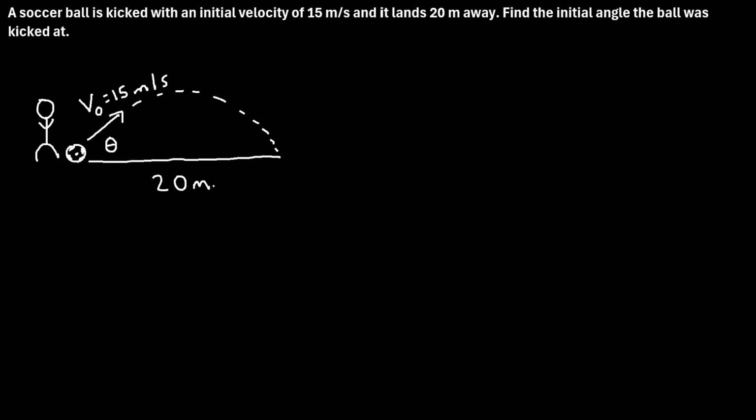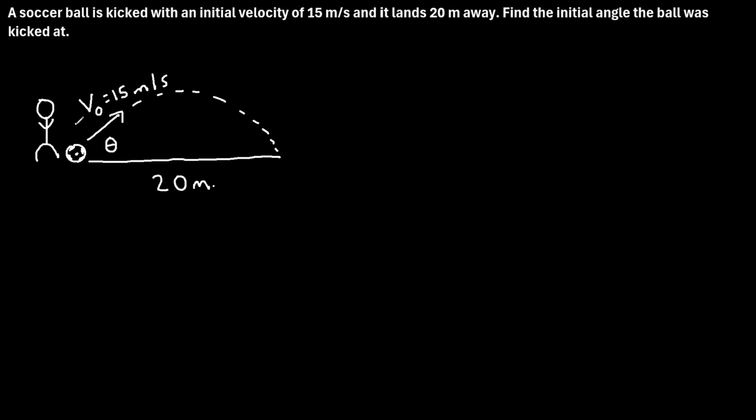In this video, I will explain how to find the initial angle in a projectile motion problem in physics. So let's jump right into an example. This says, a soccer ball is kicked with an initial velocity of 15 meters per second, and it lands 20 meters away. Find the initial angle the ball was kicked at.